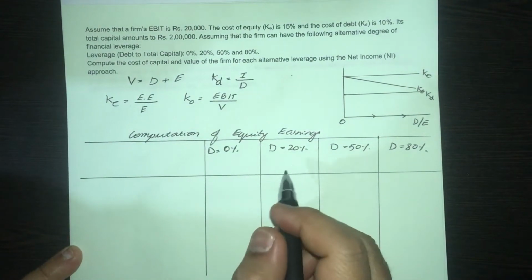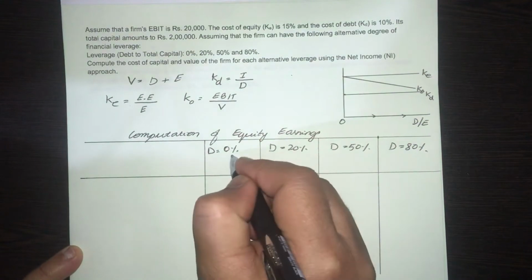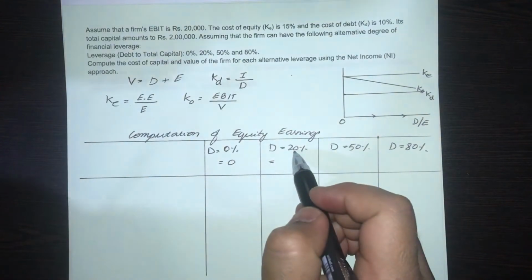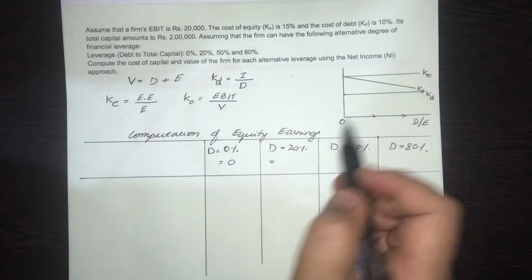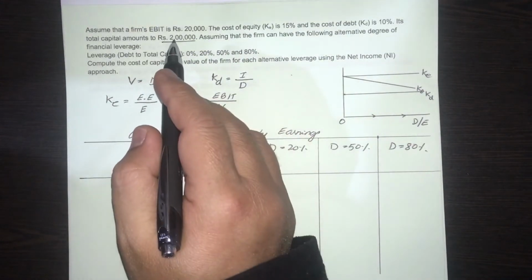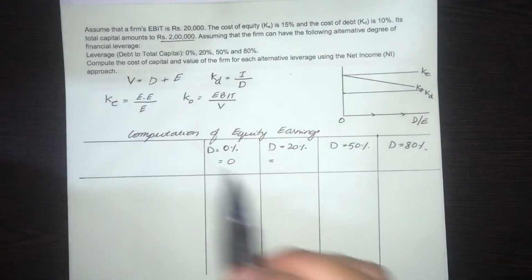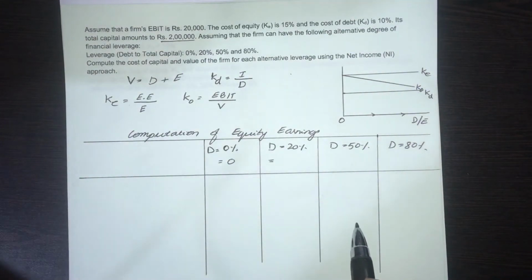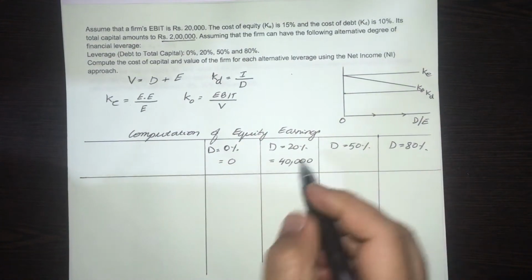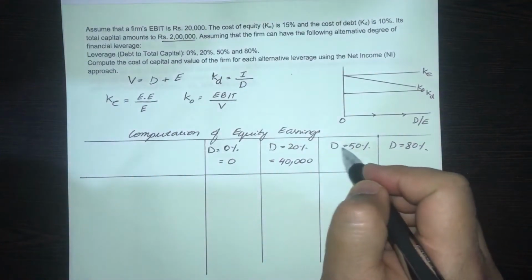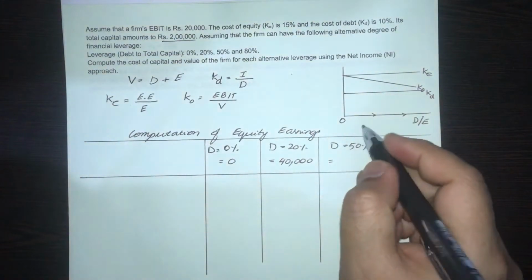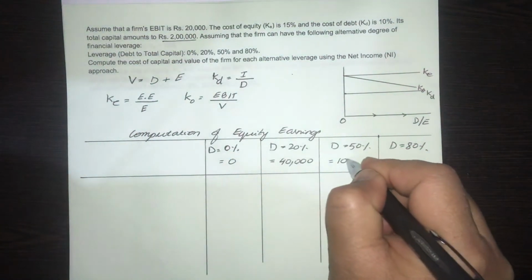And so what will be the value of debt? Of course, it will be equal to 0. Now here, what will be the value of debt? It is 20% of the total capital. The total capital is 2 lakhs. So 20% of that is 40,000. So your market value of debt is 40,000. Here, debt is 50% of the total capital. So here 50% of 2 lakhs will be 1 lakh.